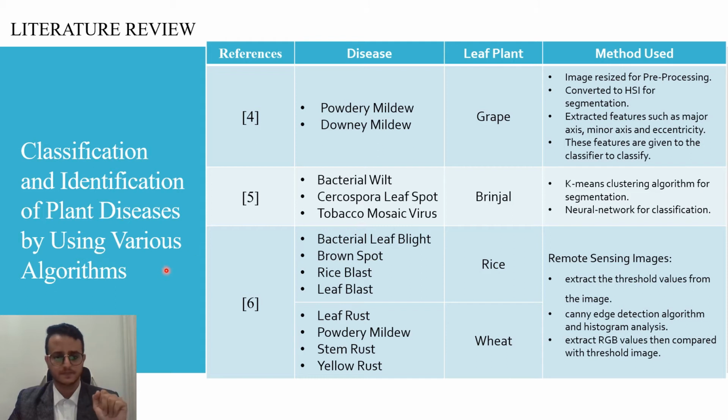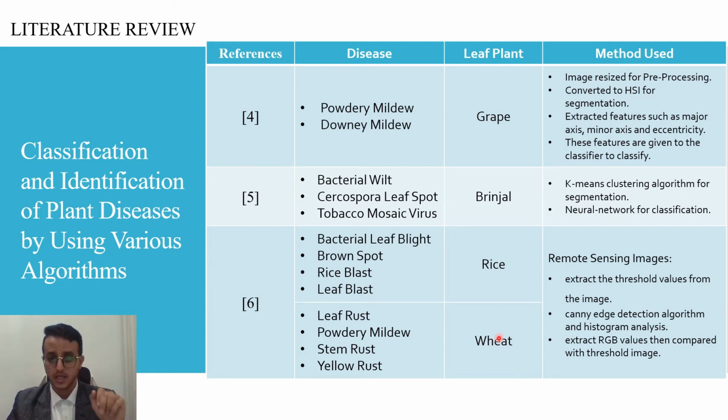In the third paper, as shown, there are two leaf plants. First one, rice, and the second, wheat. The diseases that infect rice are bacterial leaf blight, brown spot, rice blast, and leaf blast. In wheat, the diseases that infect it are leaf rust, powdery mildew, stem rust, and yellow rust.